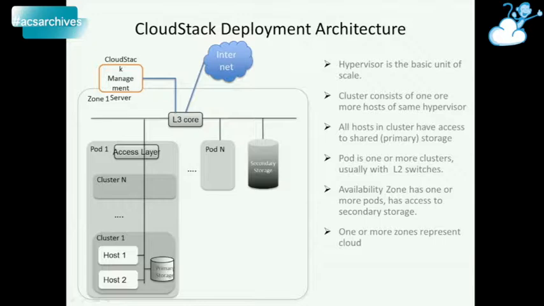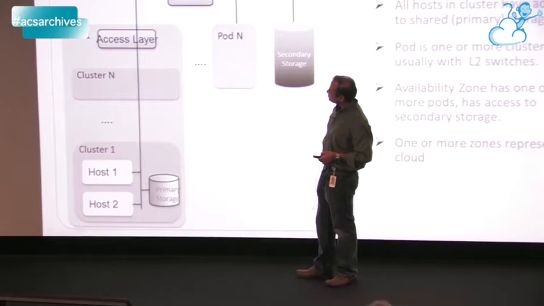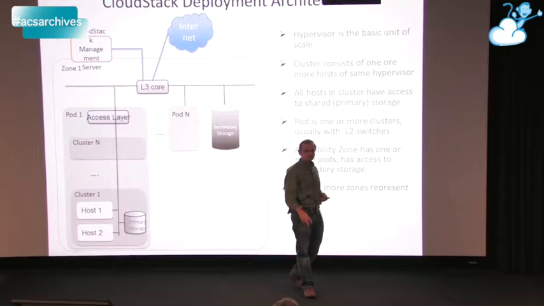And then all these hosts share primary storage so that you can migrate between hosts. So if you use the admin API, you can put, let's say, host one into maintenance, and then the VMs that are on host one get live migrated to host two automatically. And then all these clusters are organized inside a pod. Typically there's an access layer or a top-of-the-rack switch, which connects to the L3 core of the data center. And then you just repeat those pods so that you get this uniform view of the data center. The management server can manage it from outside the firewall. It doesn't have to be inside the data center.